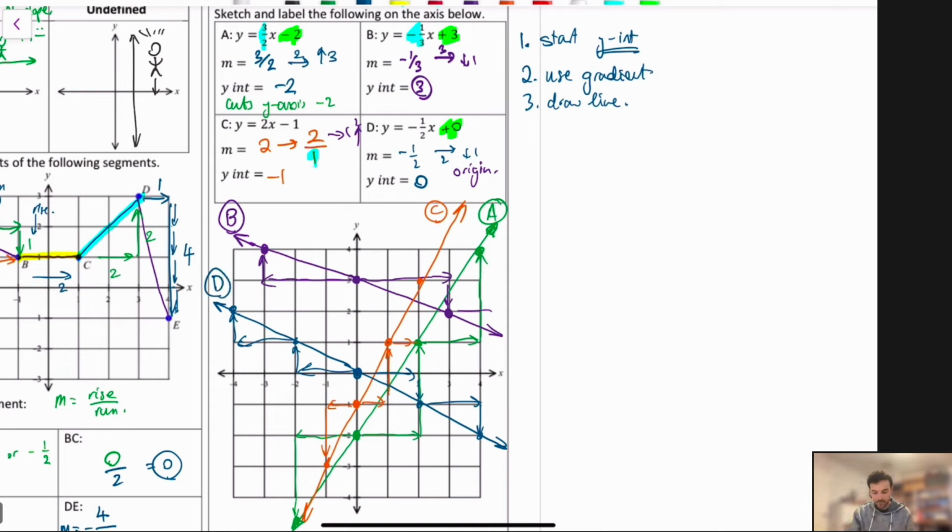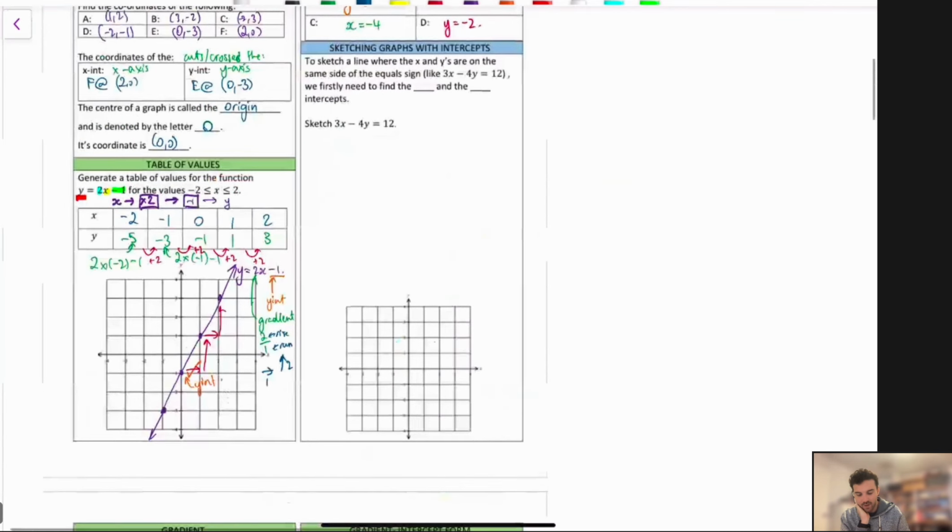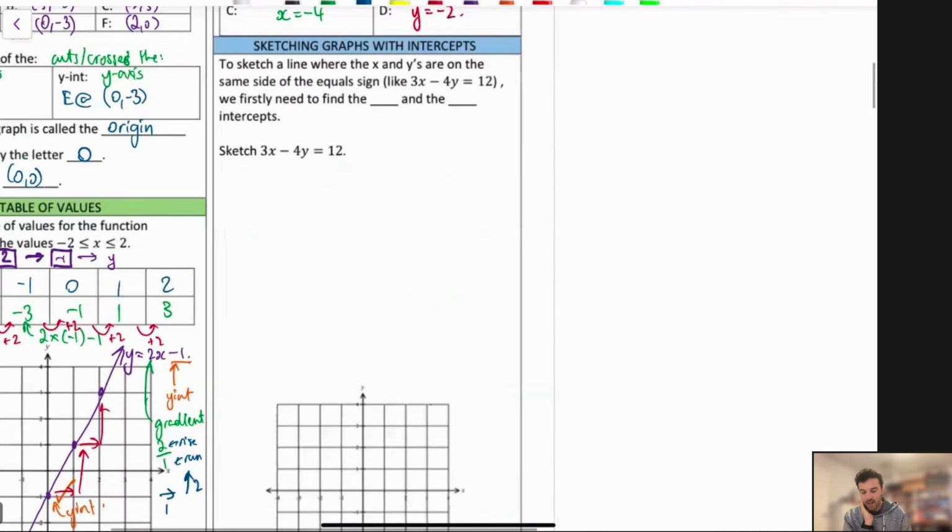All right, so we've got all our graphs. We've sketched them using y is equal to mx plus c form. What we're going to do next is look at sketching graphs with intercepts. Now, to sketch a line where the x and y are on the same side of the equal sign. If you've got an equation that looks like this, it's usually indicative that we should use the x and y intercepts. Questions normally tell you to plot them using this.